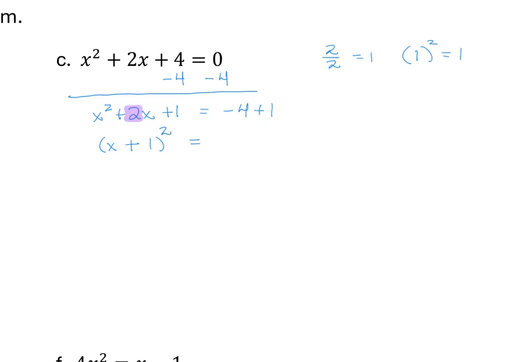On the right side, when we combine, we get -3. And now we can go ahead and take the square root. We take the square root of both sides. We get x plus 1. Because we did take a square root, we do need a plus or minus. If we look at square root of 3, it does not simplify, so I'm going to leave it inside. And then because I do have a negative inside my square root, I'm going to bring out an i.